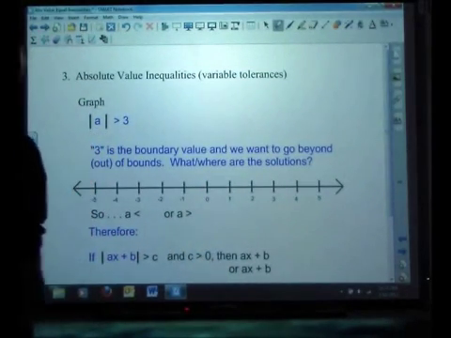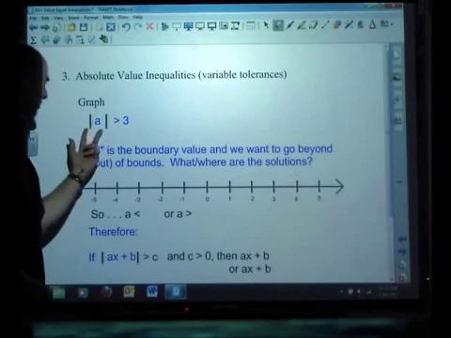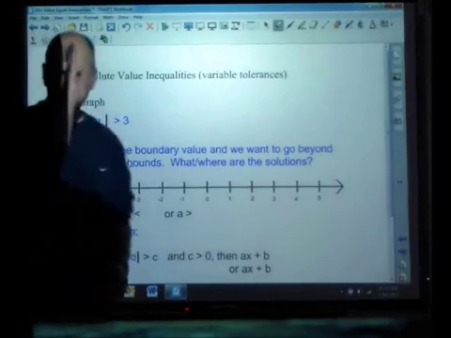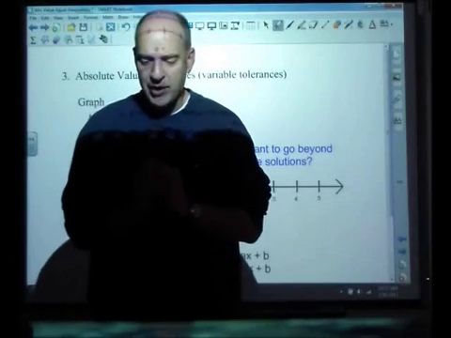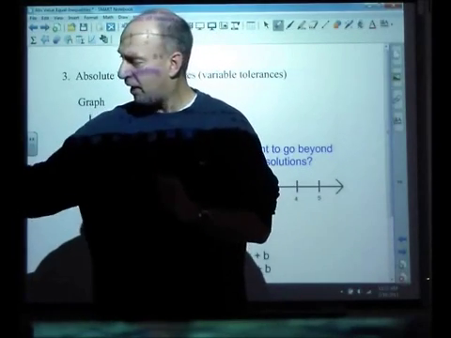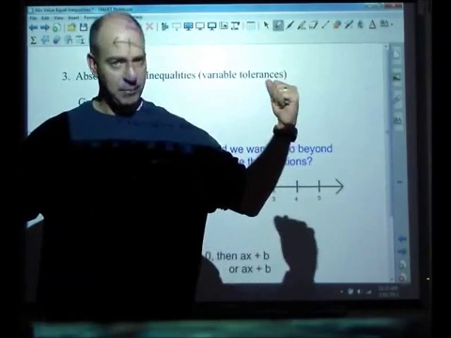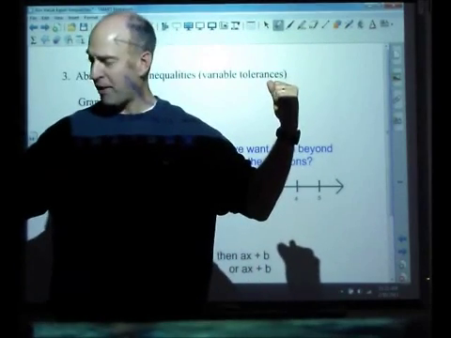Now this particular problem says I want the distance from 0 to be greater than 3. Right away you have to think of the boundaries. What spots on the number line are 3 away from 0? And I'd hope you'd say, I got one at -3, and I've got one at +3. Those would be where my fifths are.